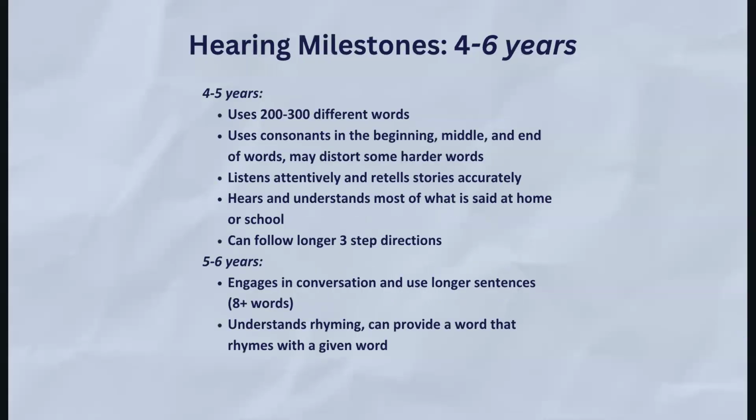Hearing milestones, 4 to 6 years. Between 4 and 5 years old, a toddler will use somewhere between 200 and 300 words. They will also use consonants in the beginning, middle, and end of words, although they may not pronounce everything correctly. Between 5 and 6 years old, a child will be able to participate in conversations and use longer sentences.